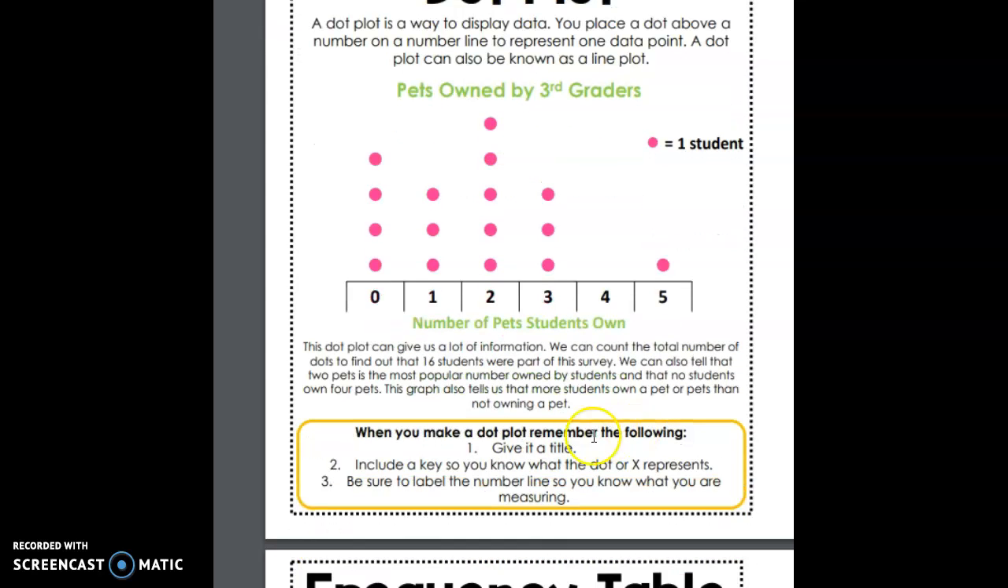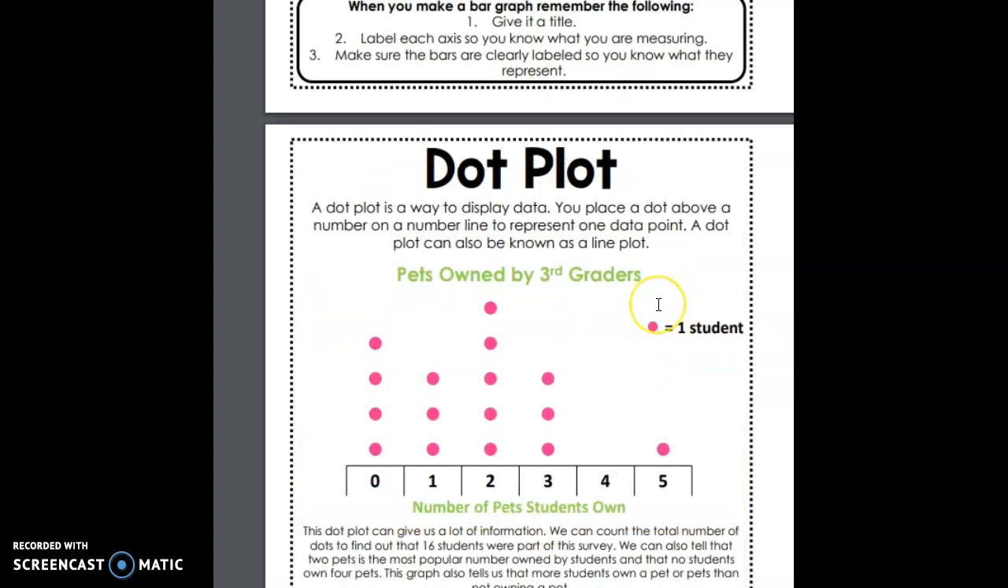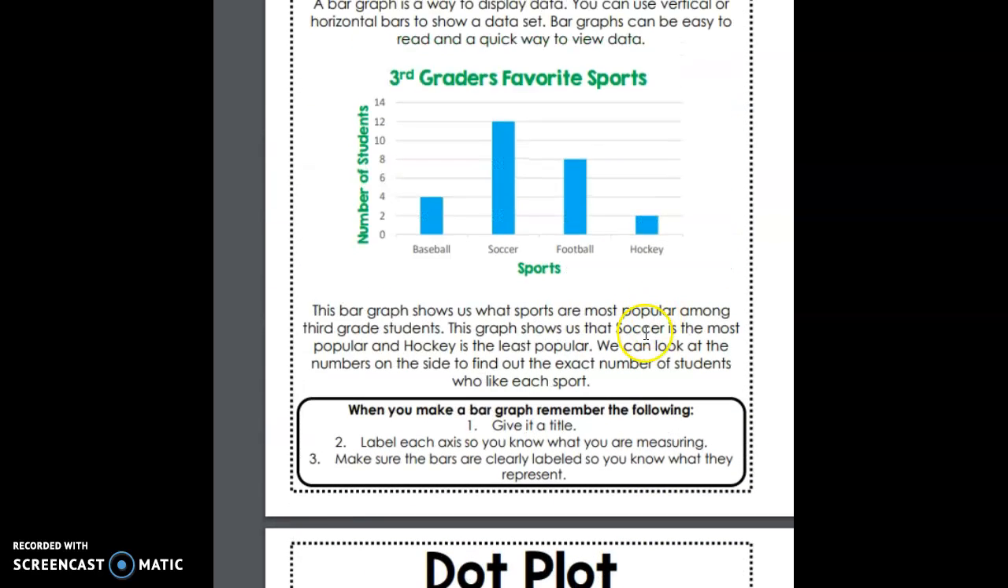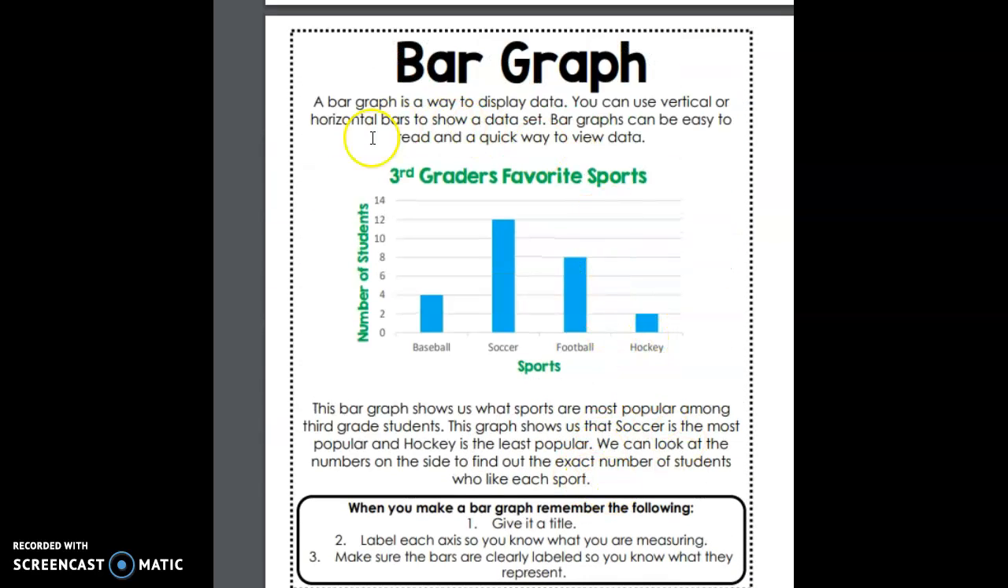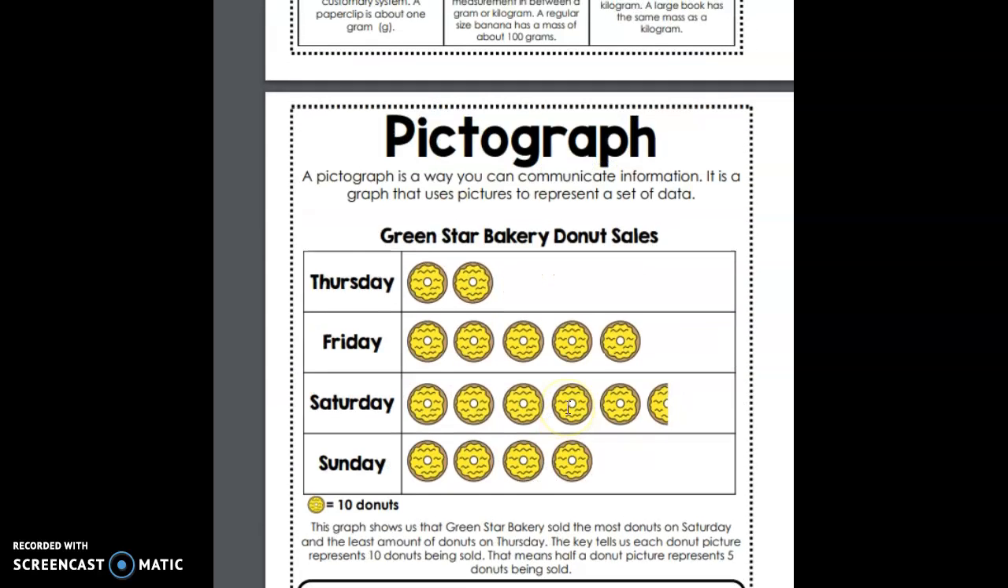It's important to give it a title, include a key, and be sure you label this number line down here so you know what you're measuring. That's the same thing here on your bar graph. Give it a title, label the axis so you know what you're measuring. So you're going to label this so you know the number of students. That's what you're measuring. And then you're going to label down here at the bottom so you know what your categories are, your bars. You know what they represent.